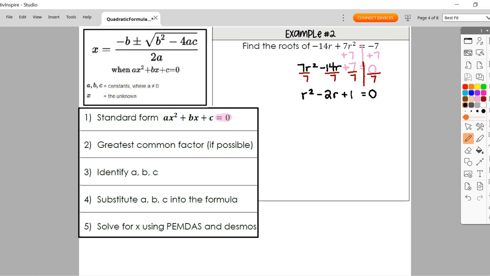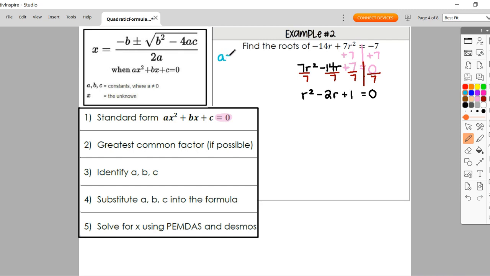Now, if you didn't take out the greatest common factor, you would still get the same answer. You'd just be having to deal with larger numbers. So make sure to take out the greatest common factor, which is always a good step to do in factoring and solving. We are now going to list our a, b, and c.